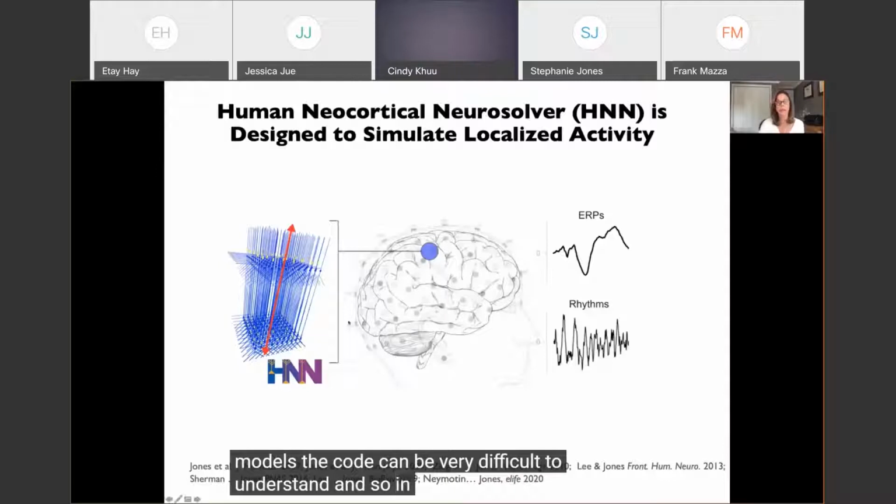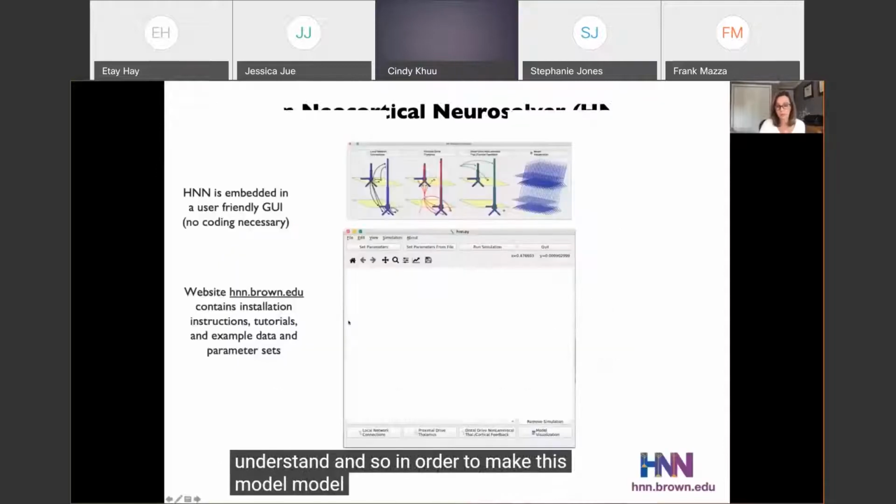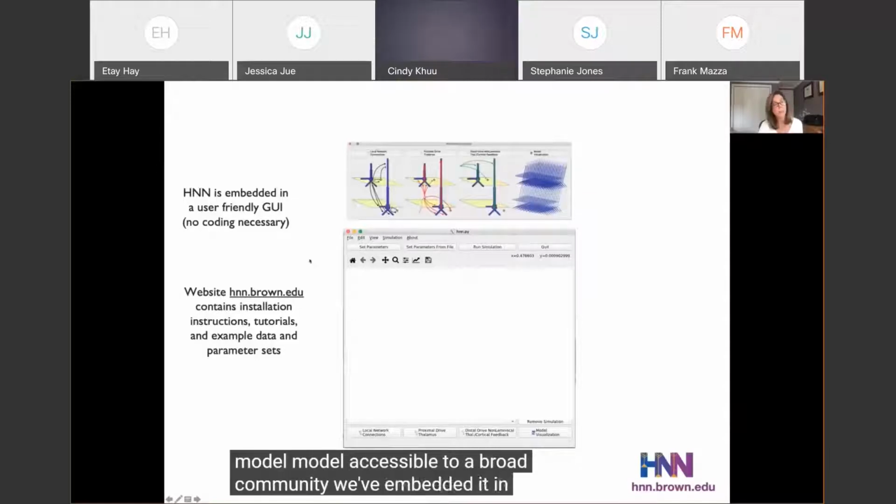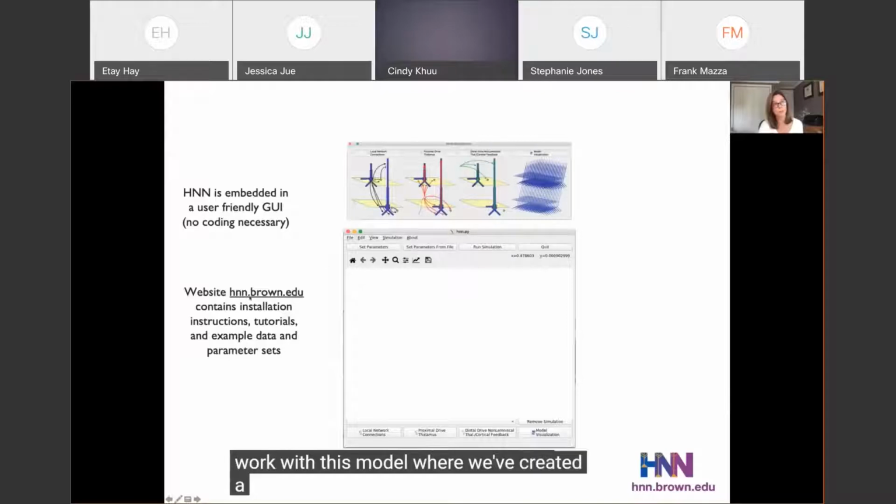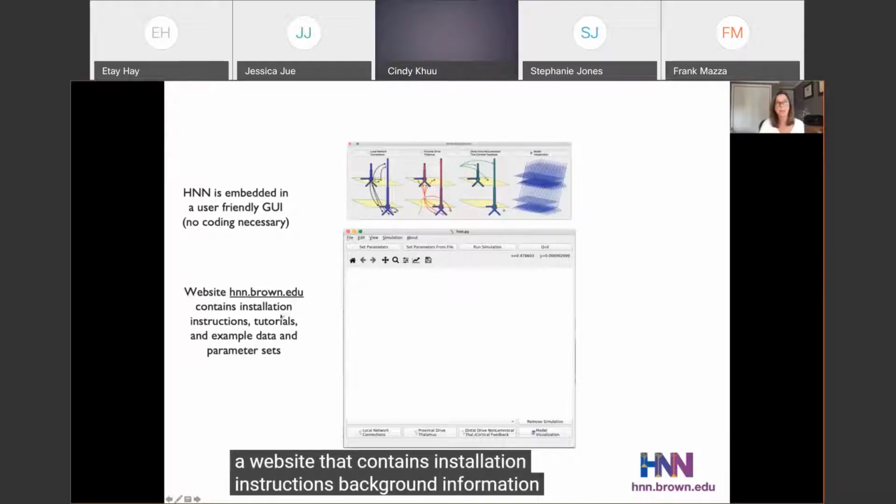And so in order to make this model accessible to a broad community, we've embedded it in a user-friendly graphical user interface. And so there's no coding necessary to work with this model, where we've created a website that contains installation instructions, background information, tutorials on how to begin to simulate ERPs and low-frequency oscillations, and example data and parameter sets for your work.